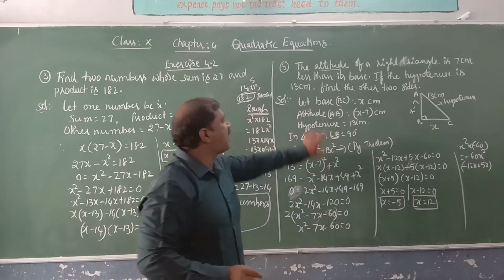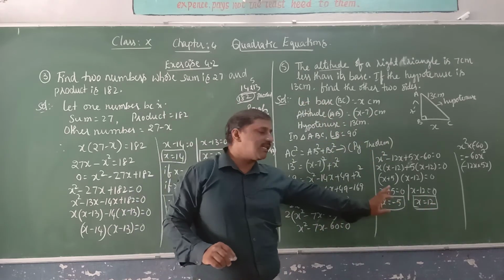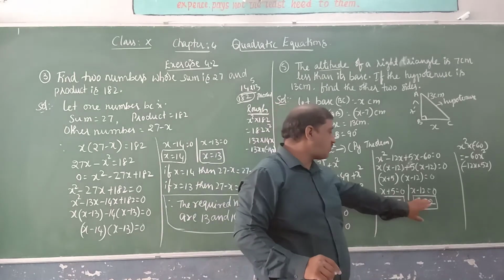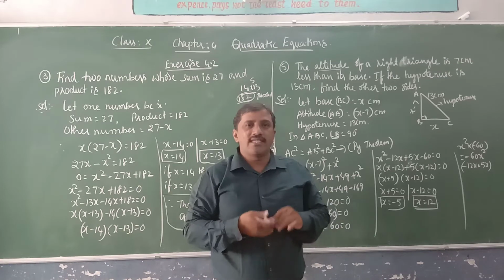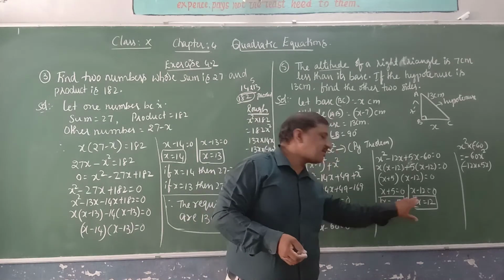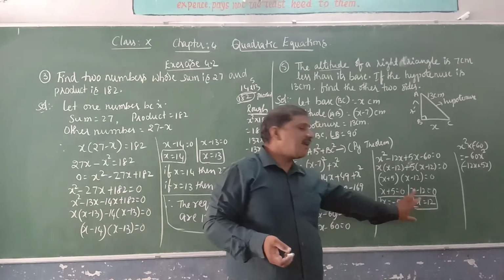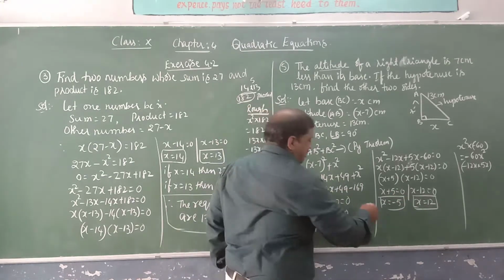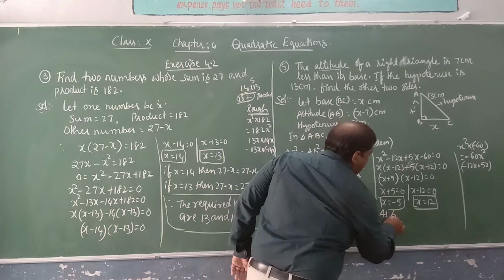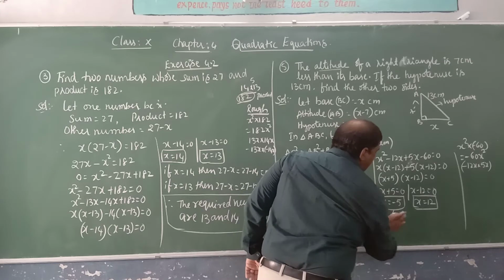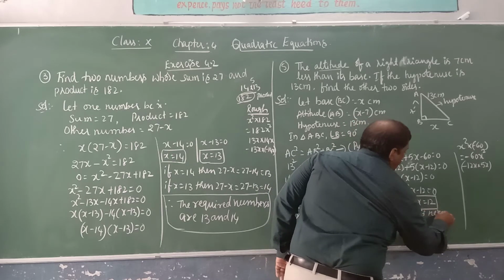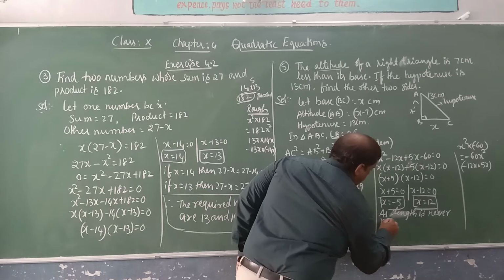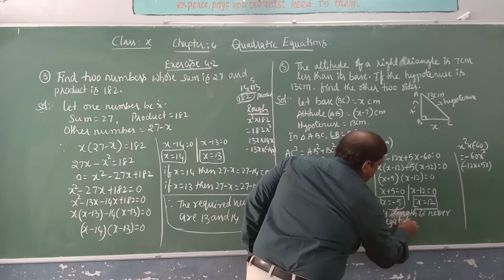What is x that we have taken? Base. So base is either minus 5 centimeters or 12 centimeters. Is it possible for a length to be a negative value? No, it is not possible. Therefore, we will ignore x equals minus 5 and consider x equals 12 as the base. Length is never negative.